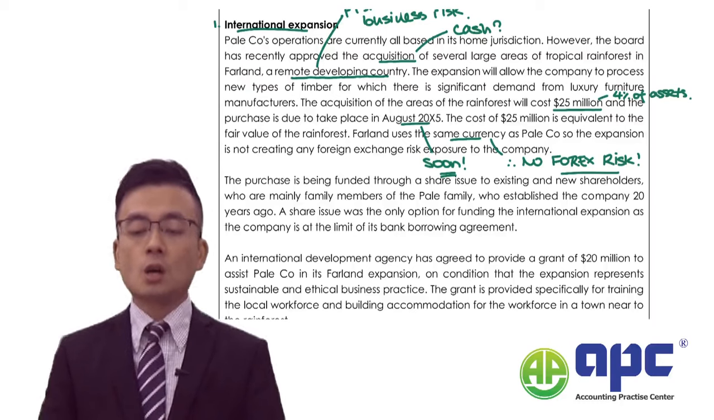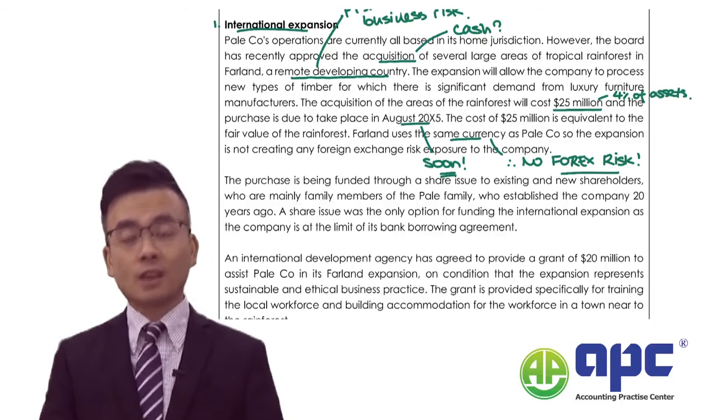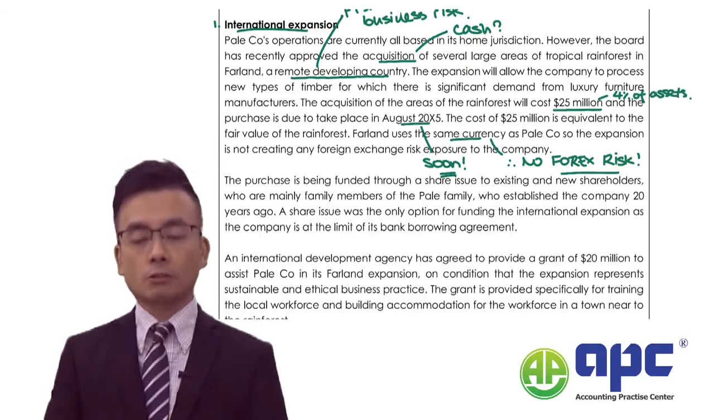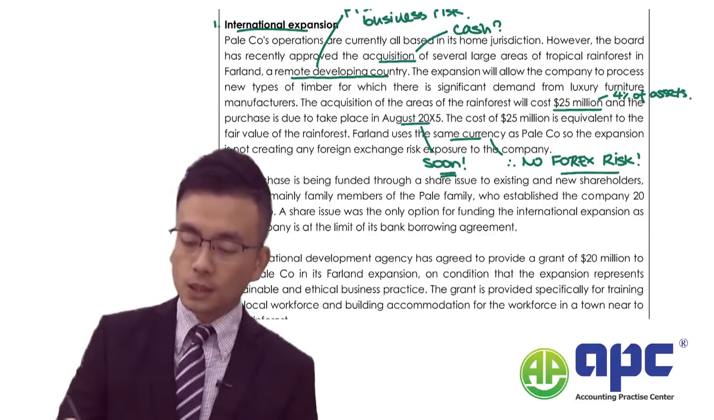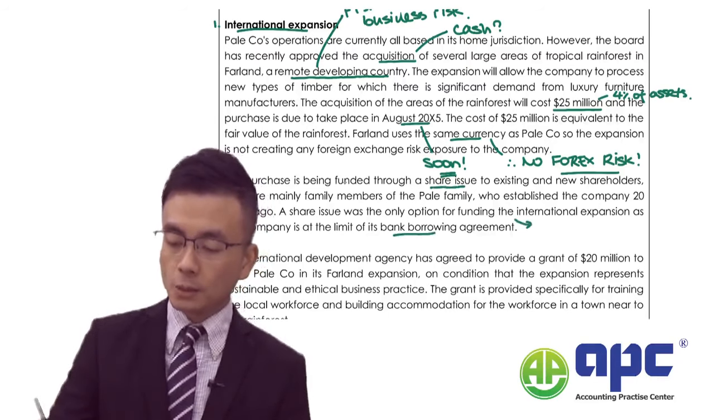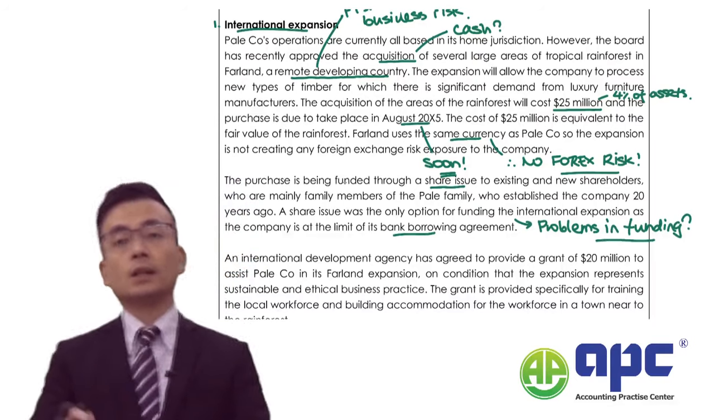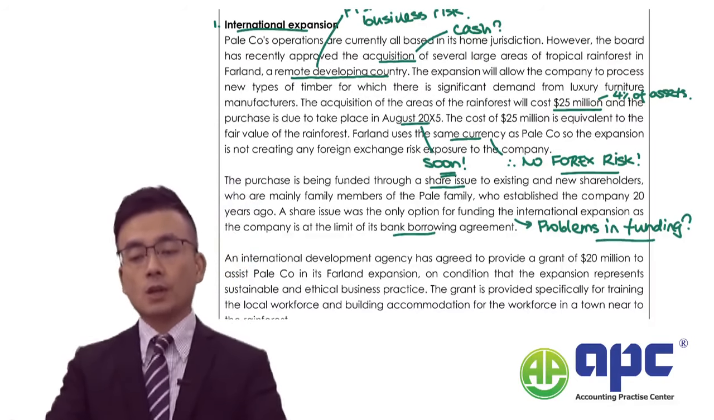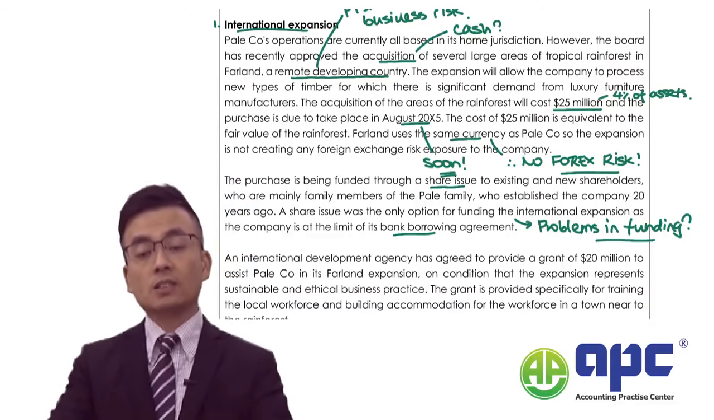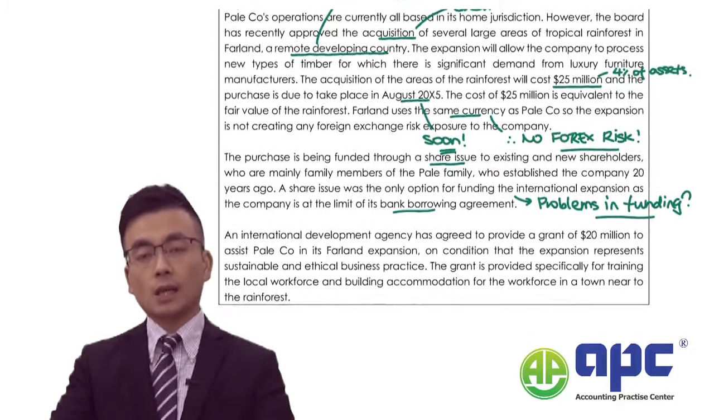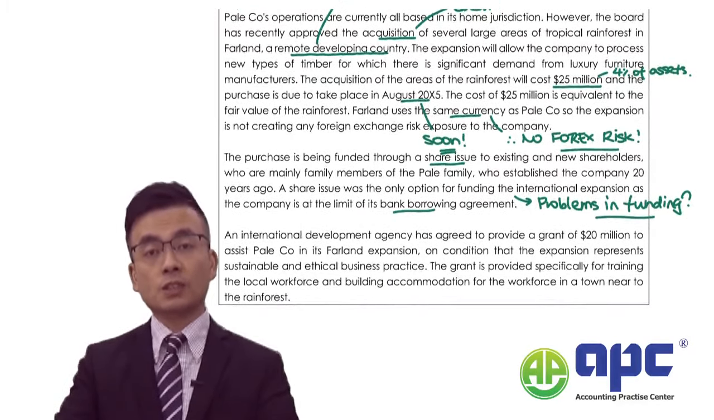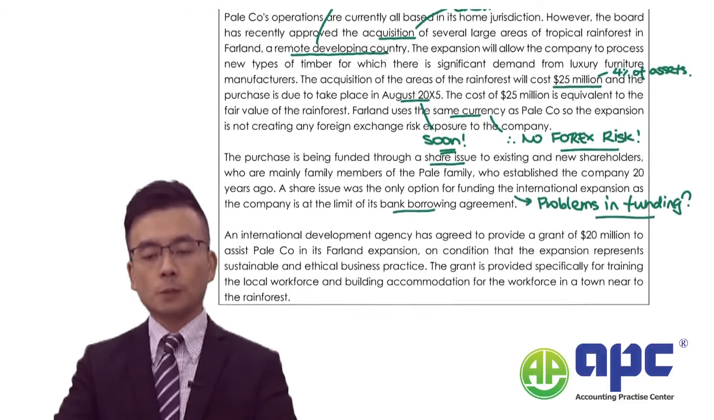A share issue was the only option for funding the international expansion as the company is at the limit of its bank borrowing agreement. So in other words, it seems that if there are any problems in funding in part A, that will certainly hinder the success or the progress of the international expansion project. And that's why it's one of the other business risks that we need to talk about.